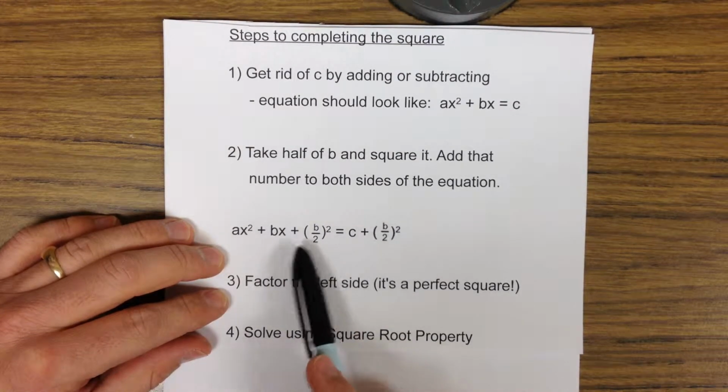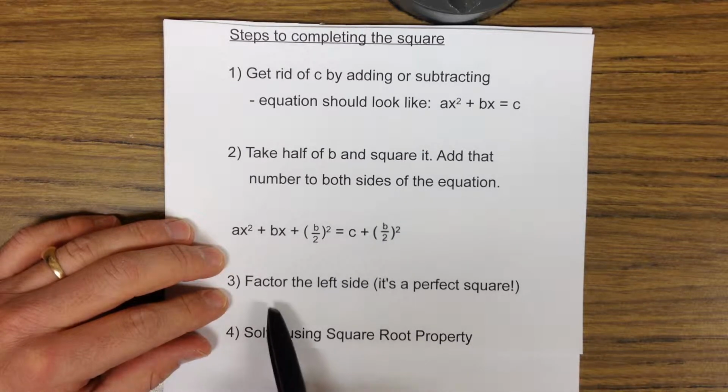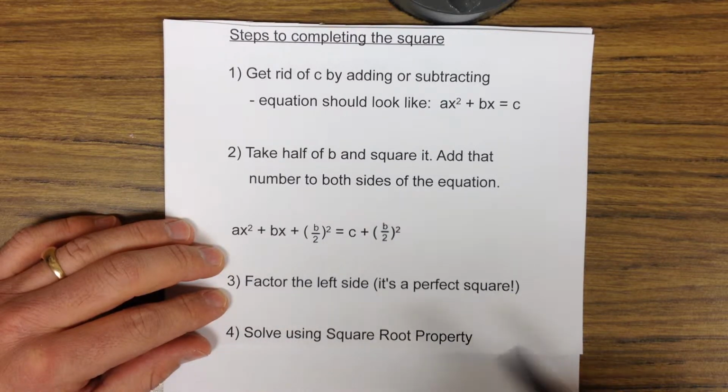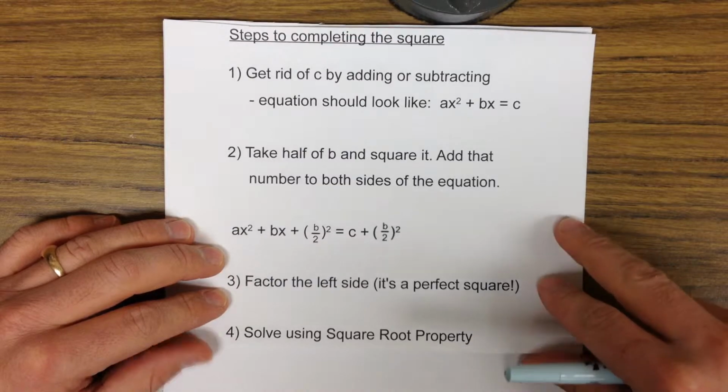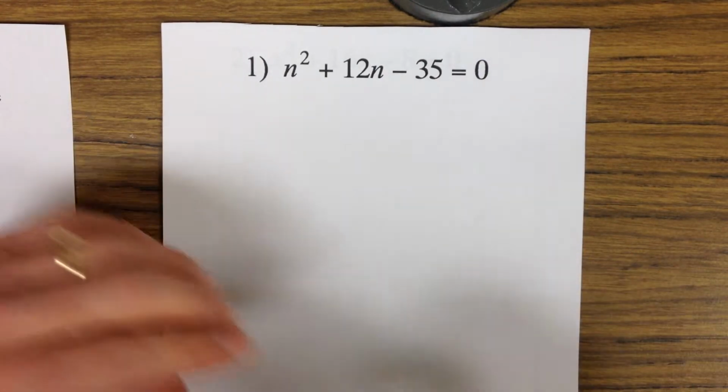Kind of looks like that. So I'm going to take half of b, square it, and add it to both sides. And then I'm going to factor the left side, and then I'll be able to solve it using the square root property. So we'll keep those steps in mind and start.